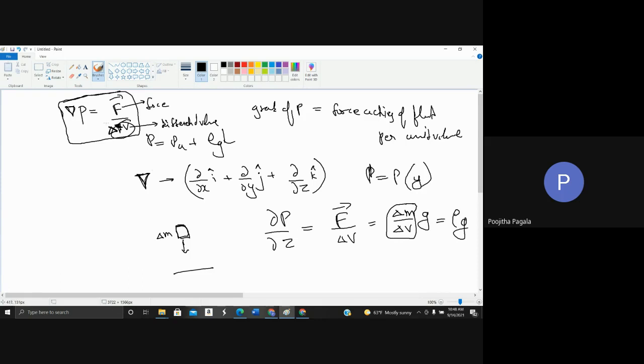So M by V is nothing but mass per unit volume, which is density. Sorry, I missed a negative sign here. It is the negative gradient of pressure: minus del P is equal to F bar. So you have minus dou P by dou Z is equal to rho G. And rho G is also in the downward direction, so you're going to have a negative sign here as well. So you have dou P by dou Z is equal to minus rho G. And if you integrate this equation and substitute the limits, you're going to get this equation: P is equal to PA plus rho GZ.